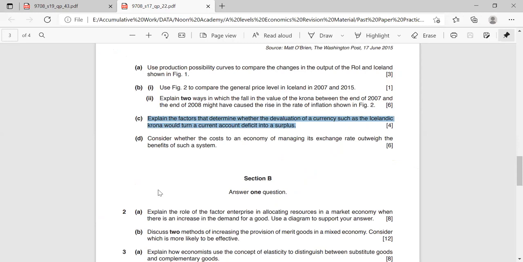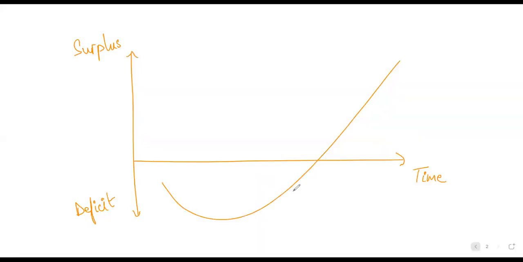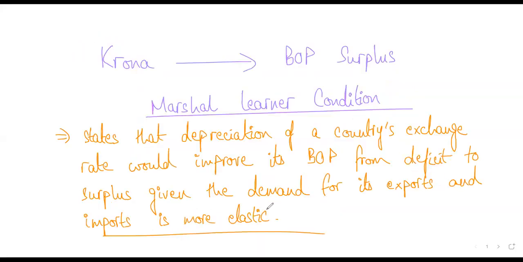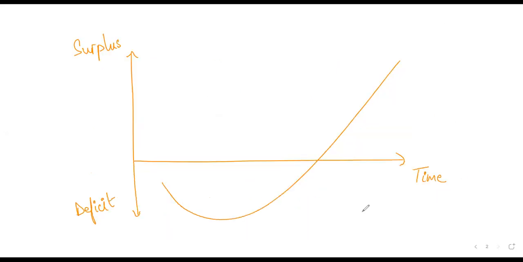The question said, explain what factors determine whether the devaluation of a currency such as the Icelandic krona would turn the current account deficit into a surplus. So first of all, you will say that if the country's exports and imports are more elastic, then it will convert the deficit into a surplus. Then you can also make the graph to show what happens: at the start there is a deficit in the country's balance of payments, and then the exchange rate starts becoming weak, and with a weaker exchange rate, slowly and gradually the deficit converts into a surplus, right?